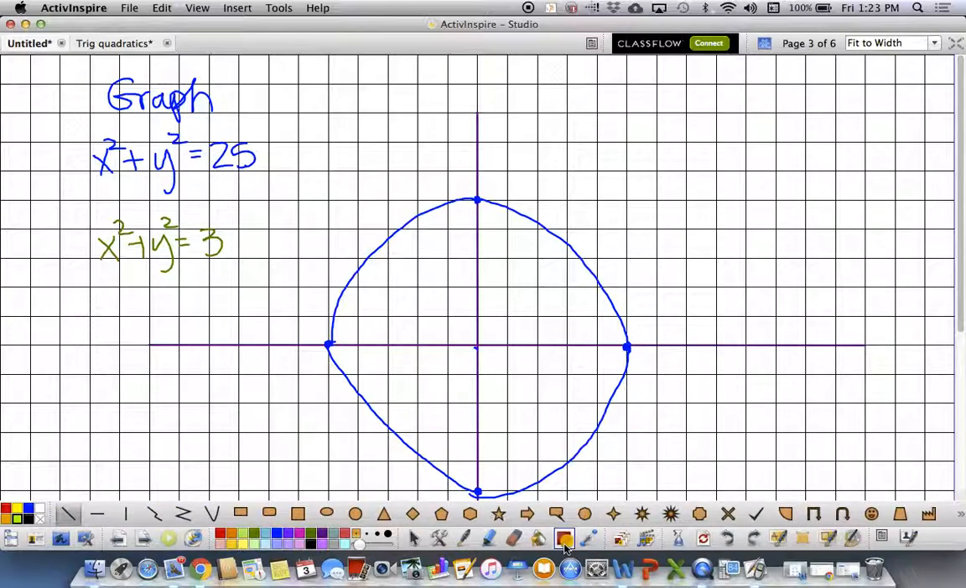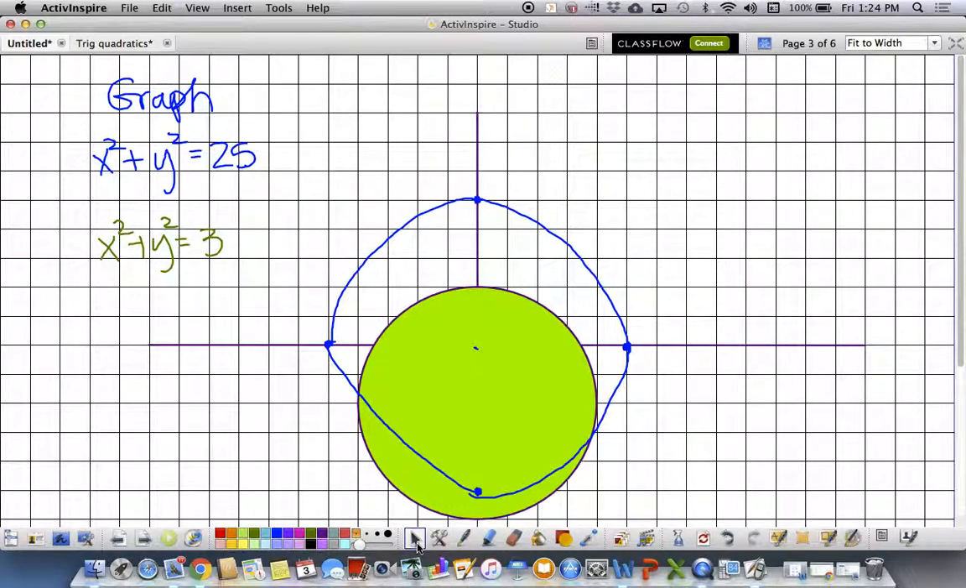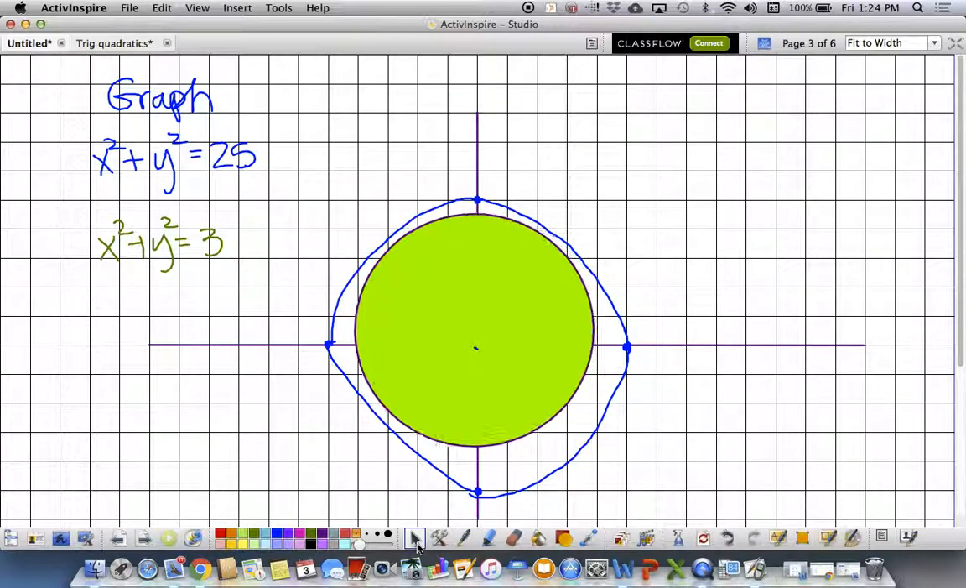Alright, you guys are graphing both of these. Oh, wait. Would it be 1.5 for... No. Okay, this is x squared plus y squared equals r squared. So how did you get 5 from that? Square root. So what's the square root of 3?